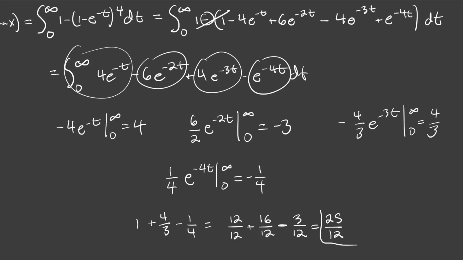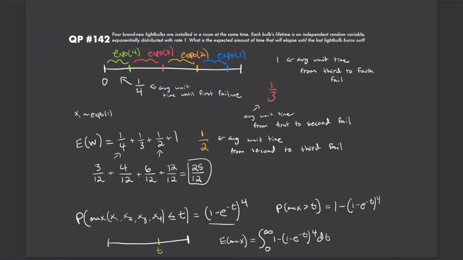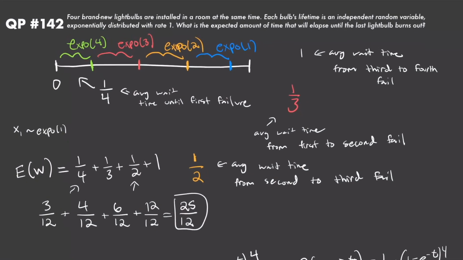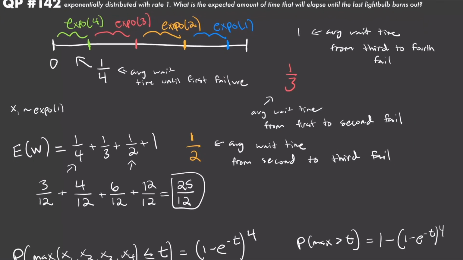So that's the classic order statistics way. Again, it's going to be a lot easier just to do it by using the basic properties of the exponential distribution. You can see that it gives us a lot of nice features, right? So 25 on 12 is the final answer.